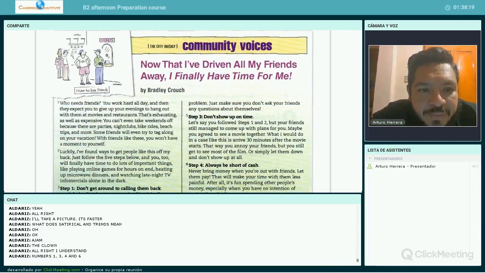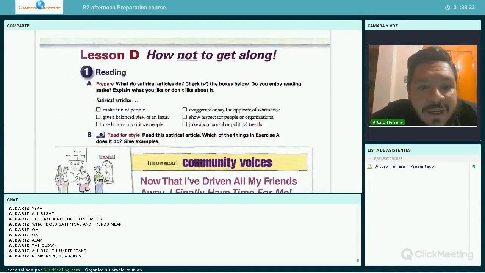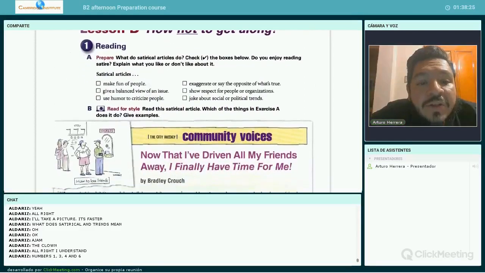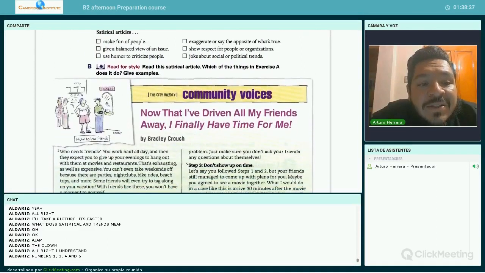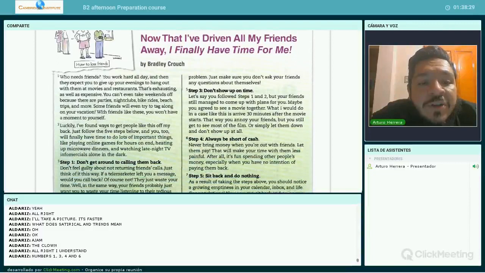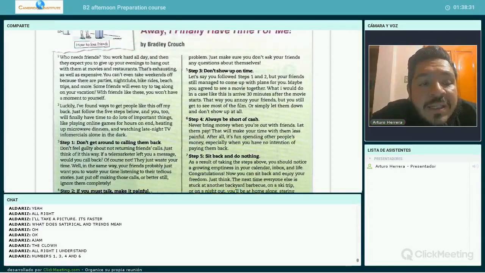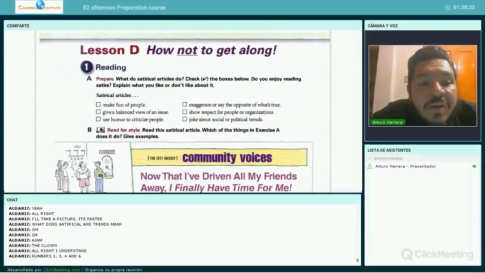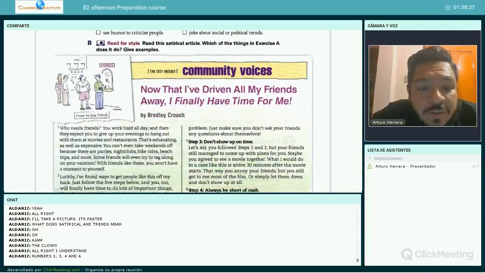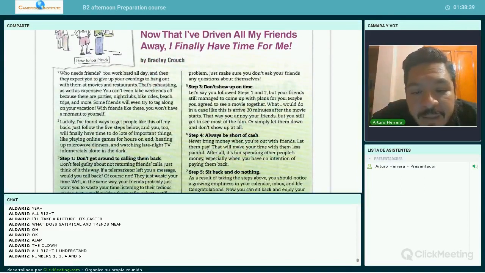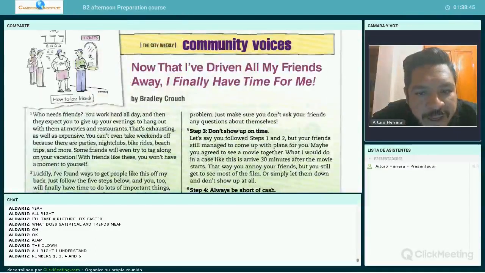Very good. Now, the City Weekly. We are going to read a satirical text, okay? Which of the things in exercise A does it do? Give examples. So let's read it. Tell me which of the things of the first exercise the article does. Let's try to make it a little bit bigger. Okay, that's bigger. I like it.